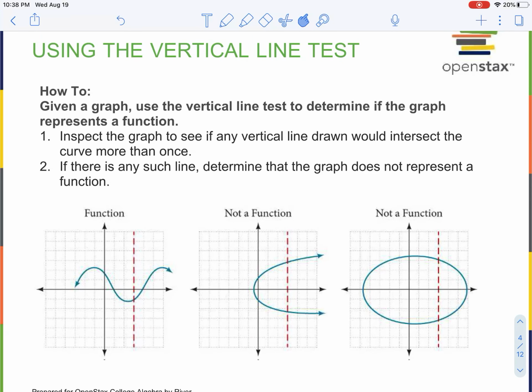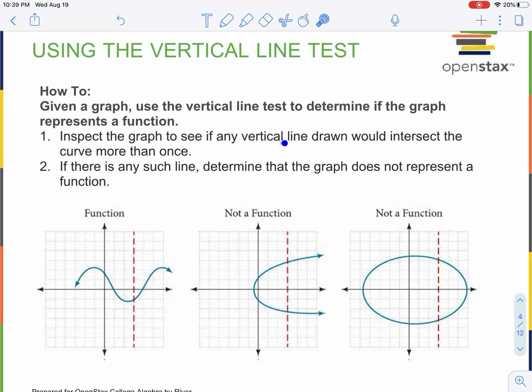All right, moving on. There's something called the vertical line test. In the previous section, part one, we talked about how to tell if a relation given as a set of ordered pairs, or given as a table, or given as a mapping was a function. Now we're going to look at graphs and determine if those graphs represent functions or not. In order to do that, we use what is called the vertical line test. Given a graph, use the vertical line test to determine if the graph represents a function.